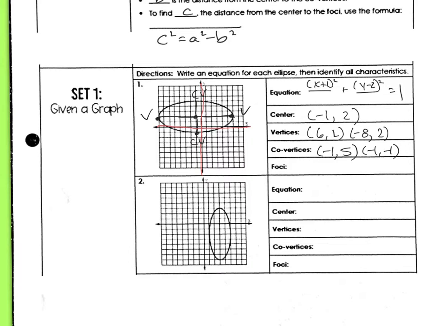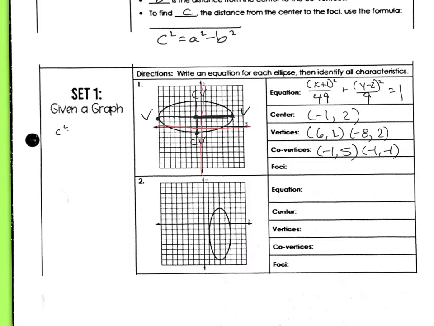So we're pretty much ready to write the equation, finish it. So left and right from the center to the vertex, of course, I've already forgotten how much that is. Looks like it's 7. So left and right is 7. So a is 7, so this will be 49 underneath here. Up and down is 3, so this will be a 9. So that's the equation.